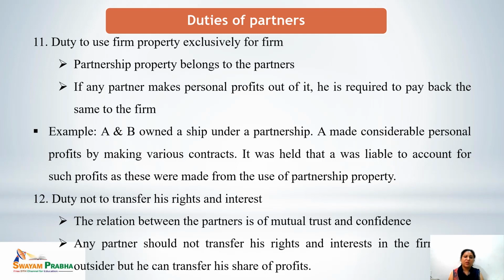Let's see the example. A and B owned a ship under a partnership. A made considerable personal profits by making various contracts. So it was held that A was liable to account for such profits as these were made from the use of partnership property only.